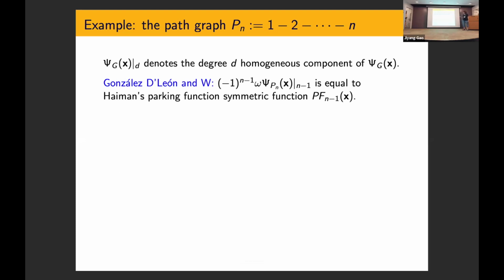So now if we restrict to the degree d component, and take the graph to be the path, we show that this is equal to Haglund's parking function symmetric function.